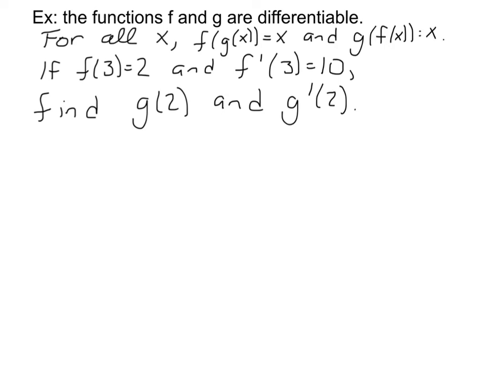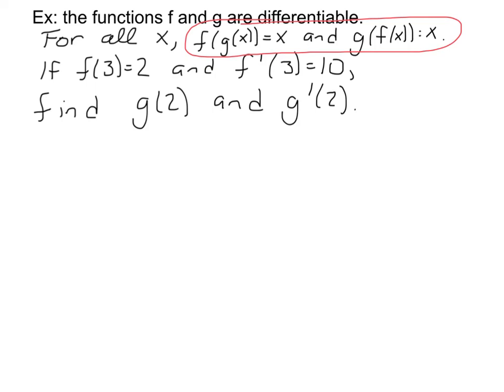All right, and the last one for this lesson. It says for all x, f composed with g and g composed with f are both equal to x. If f of 3 equals 2 and f prime of 3 equals 10, find g of 2 and g prime of 2. All right, so a couple things about this one. One, the fact that they're telling you that f composed with g and g composed with f equal x, they are indirectly telling you that f and g are inverse functions. This is the definition of an inverse, when their compositions in both directions equal x. So f and g are inverses.